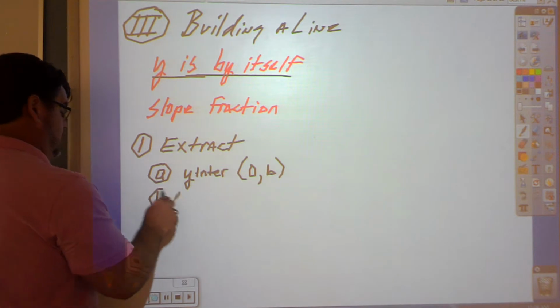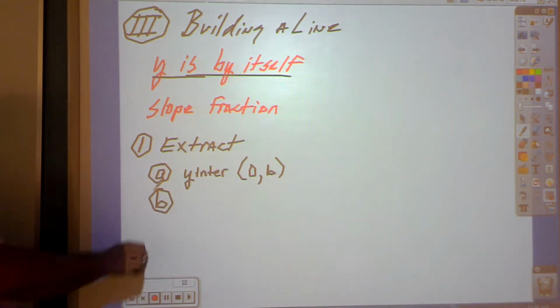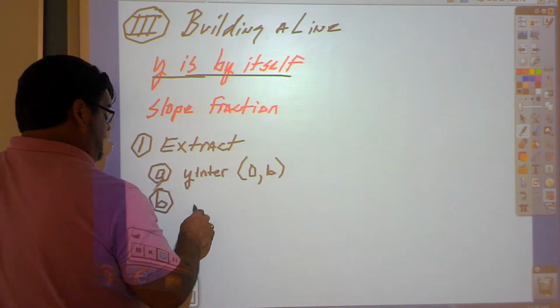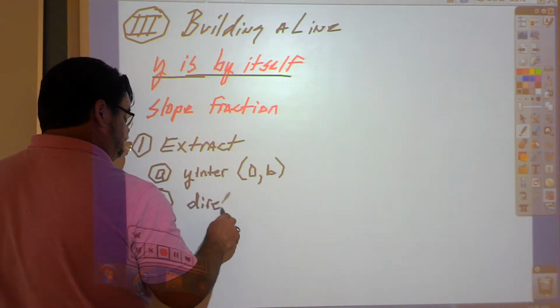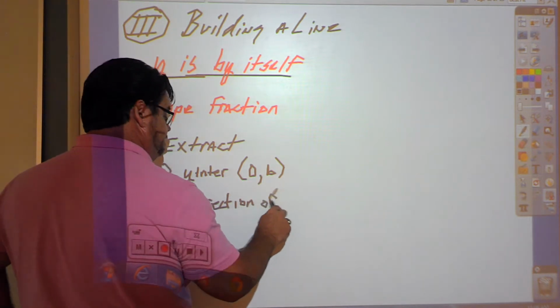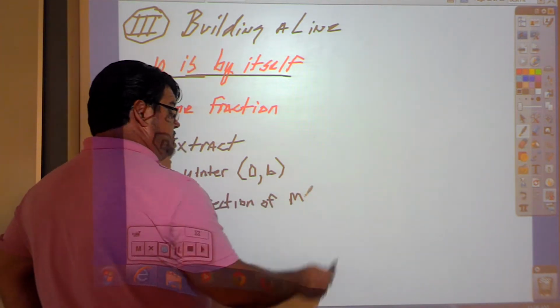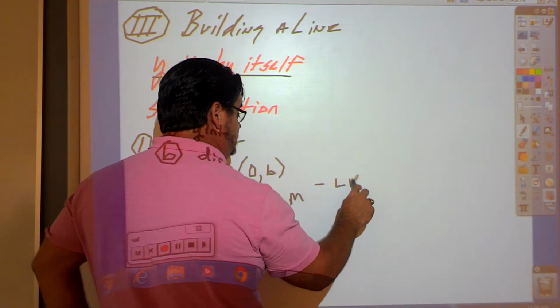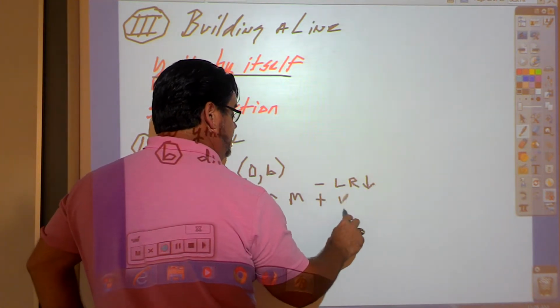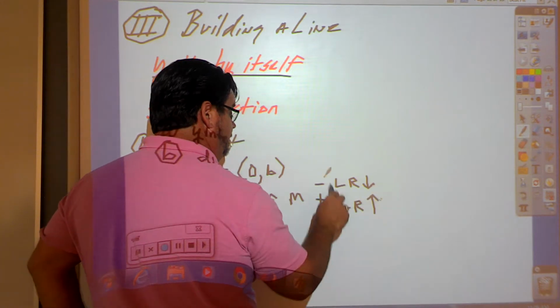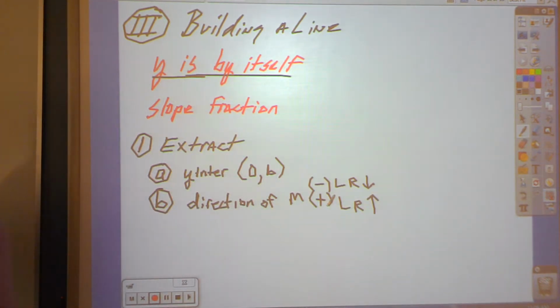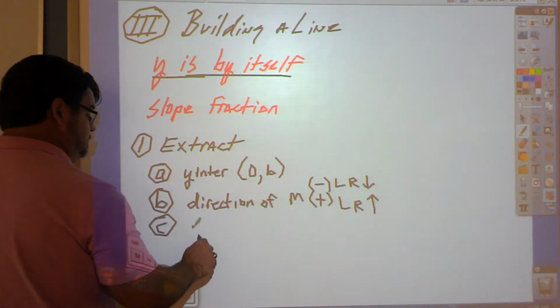Step B is you're going to find the direction of the slope. It's either going to be negative, left to right down, or positive, left to right what? Up. There's only 2 signs, and there's only 2 sides of the hill. What are those sides of the hill? Uphill and downhill. And C, your vertical over your horizontal.